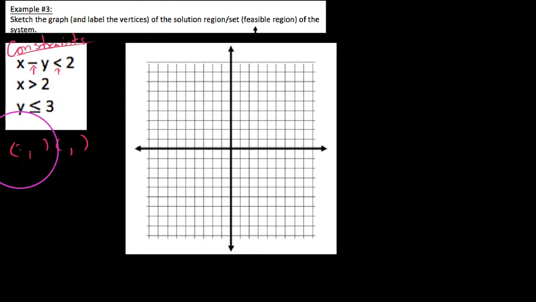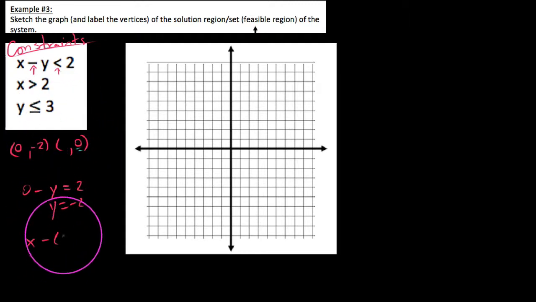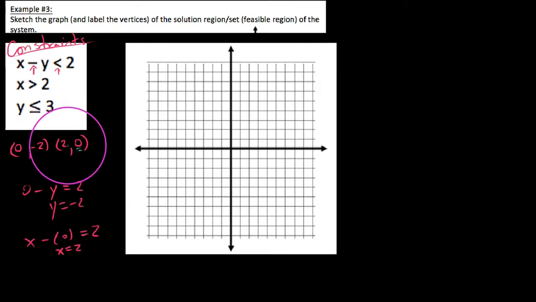So we look at this and we say, well, let's plug in 0 for x, and let's plug in 0 for y. What would our x and y values be respectively here? If I plugged in 0 for x in this first equation, I would have 0 minus y equals 2, so negative y equals 2. Then that would mean y equals negative 2. In other words, it hits my y-axis at negative 2. And if we plug in 0 for y, we'd get x minus 0 equals 2. In other words, x equals 2. So when y is 0, my x value would be 2. These are the intercepts of the first inequality.